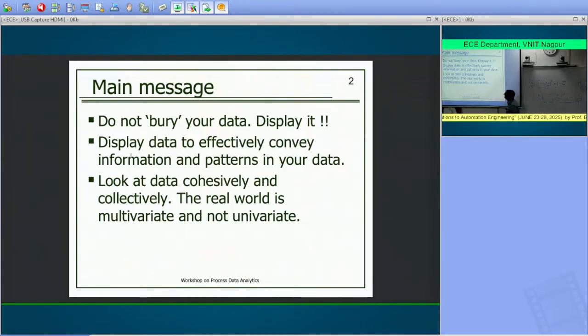Often as humans, we respond much better to visuals than to some complex algorithms that we don't fully understand. And when you visualize data, it also allows you to look at it cohesively and collectively. And on top of it, real-world data is not univariate, it's multivariate, meaning you don't have just one measurement. You have multiple measurements that you have to understand and interpret.